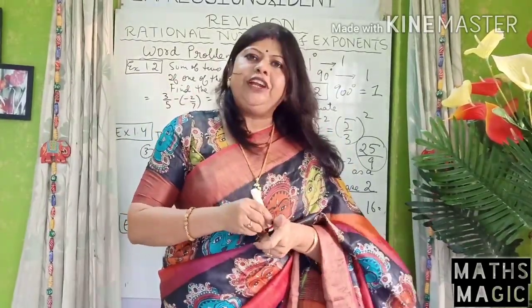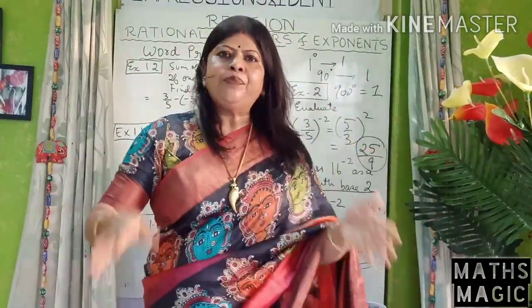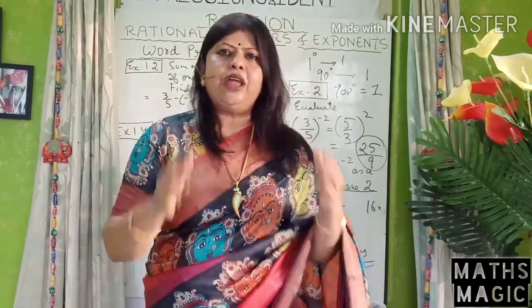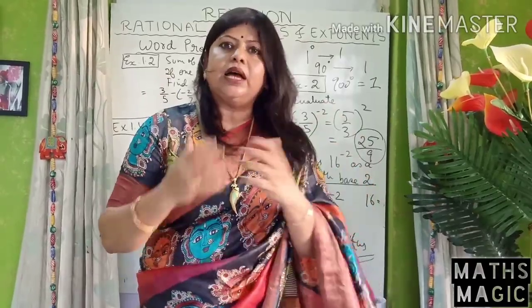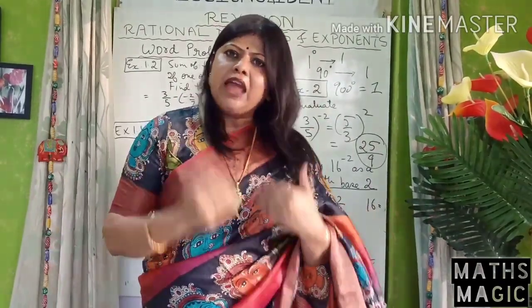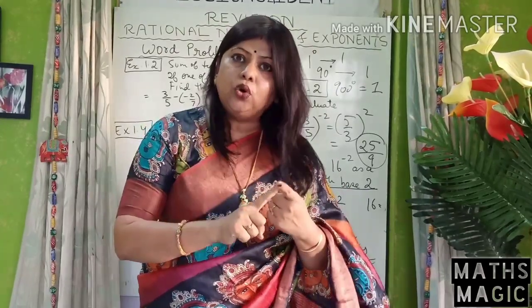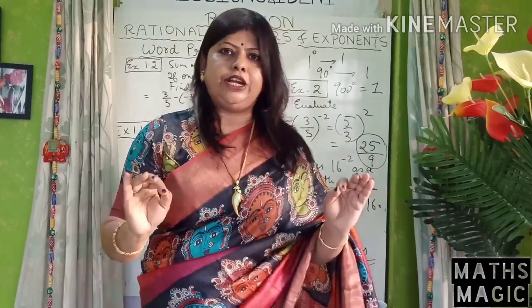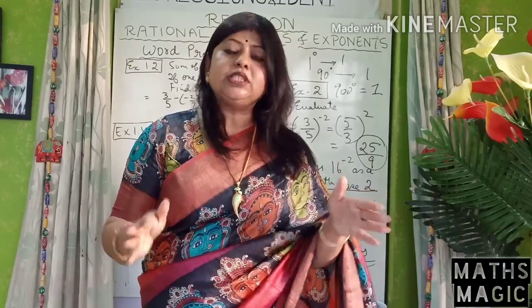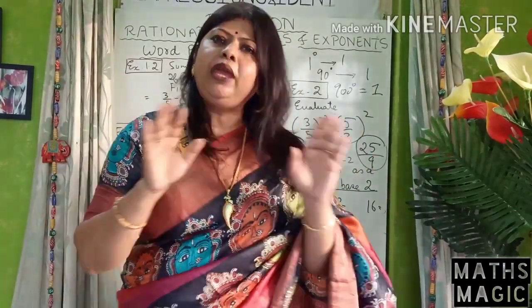So students, what we did today? I dealt with two chapters. What are they? Rational numbers and exponents. So we did today rational numbers and exponents, our revision class. In the upcoming video, children, I will deal with the remaining three chapters, that is square root, cube root and set theorem. So after dealing with these 5 chapters, your portion for the upcoming MCQ test will be over.